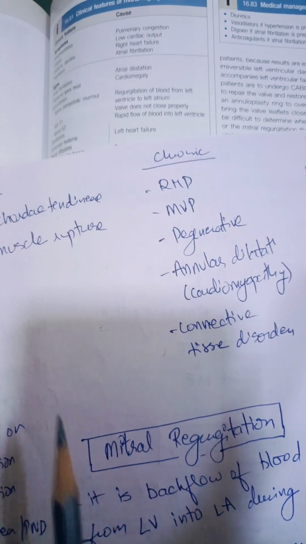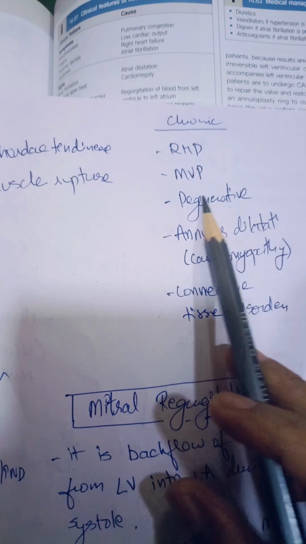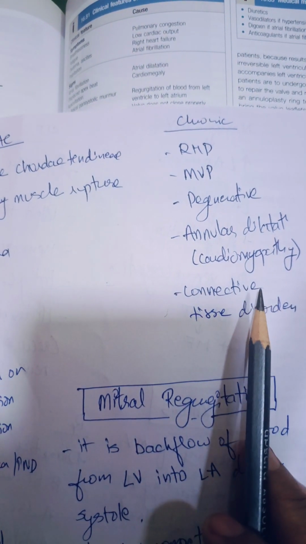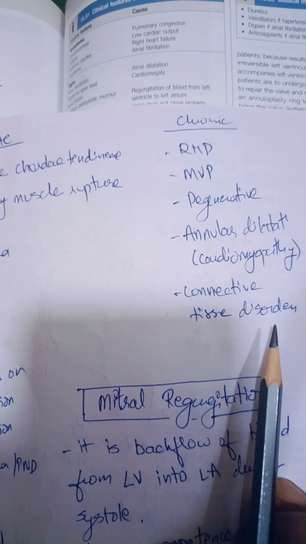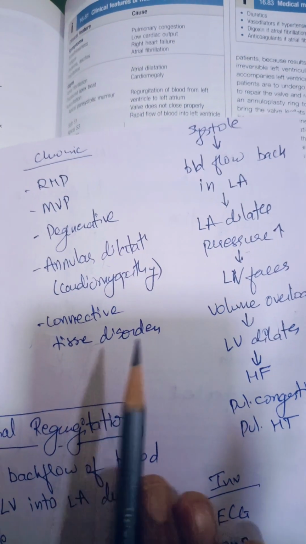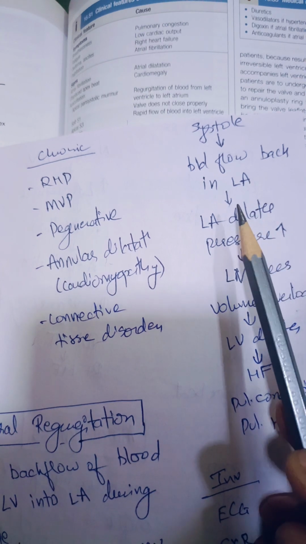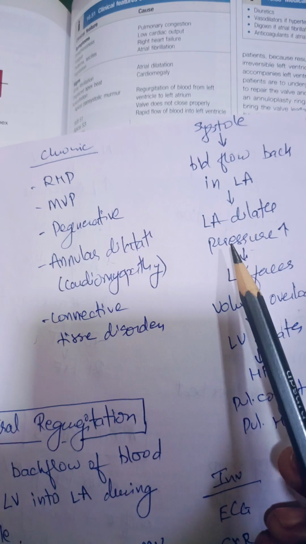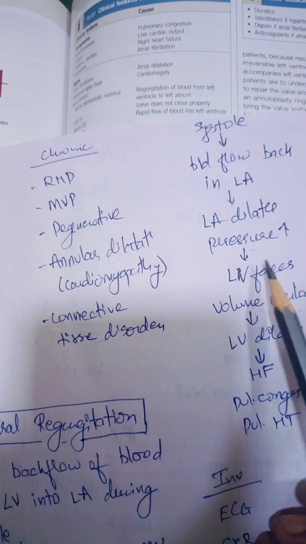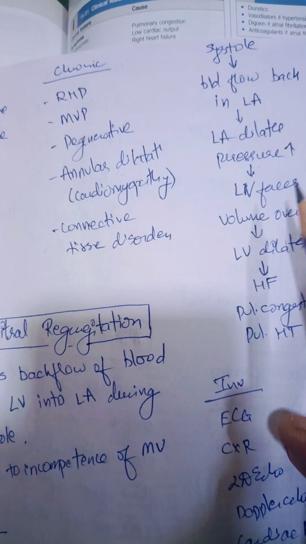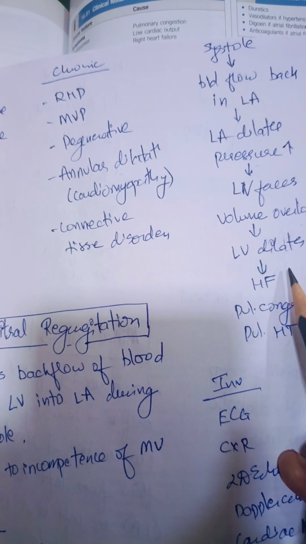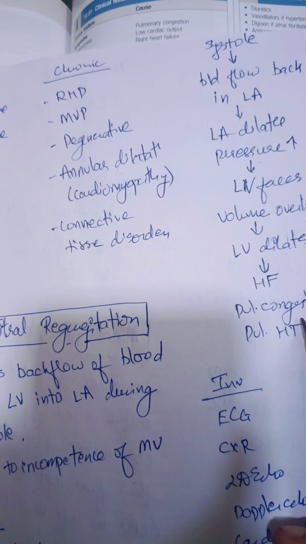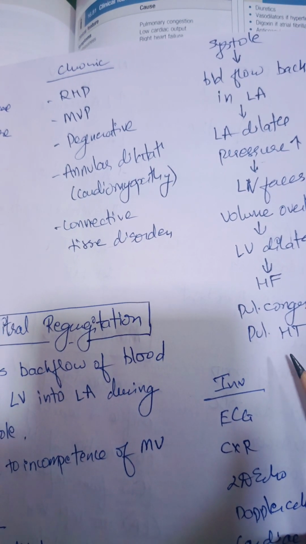In chronic cause, there is rheumatic heart disease, mitral valve prolapse, degeneration of the valve, annular dilatation, that is cardiomyopathy, connective tissue disorder. When there is systole, blood flows backwards into the left atrium in mitral regurg. Then left atrium dilates and the pressure increases, due to which there is volume overload and left ventricle dilates, leading to heart failure, pulmonary congestion and pulmonary hypertension.